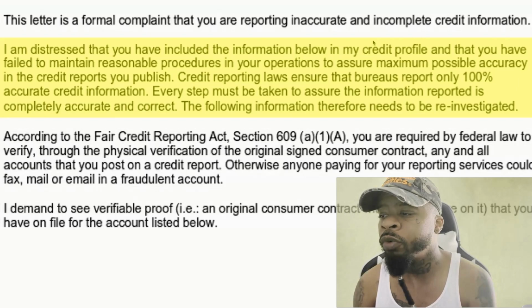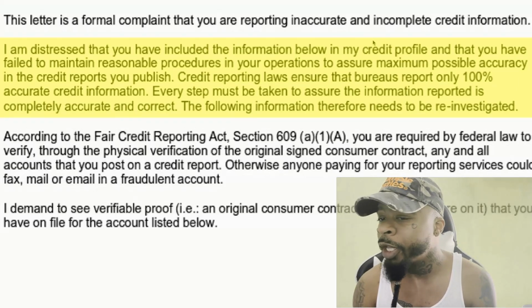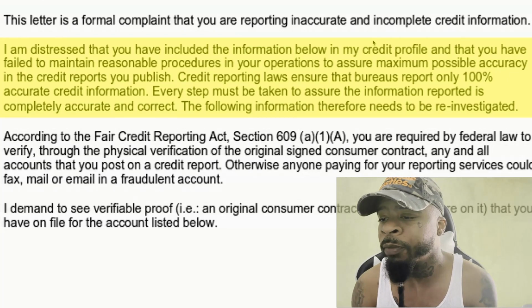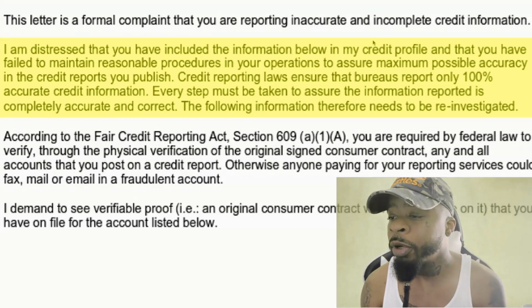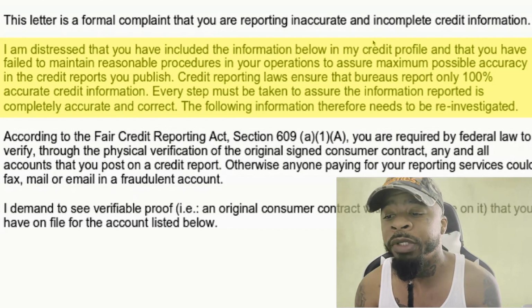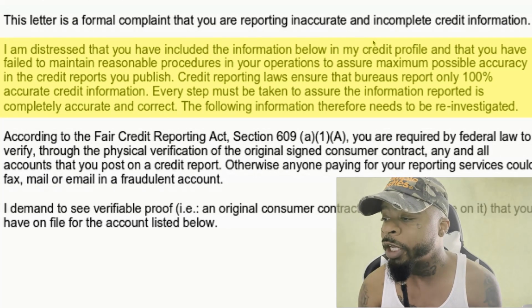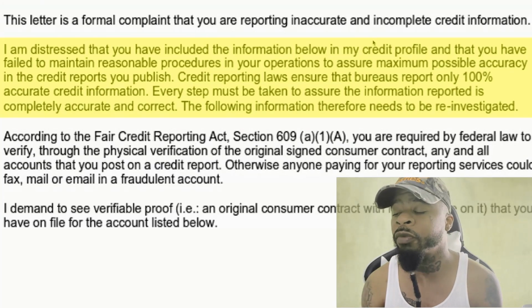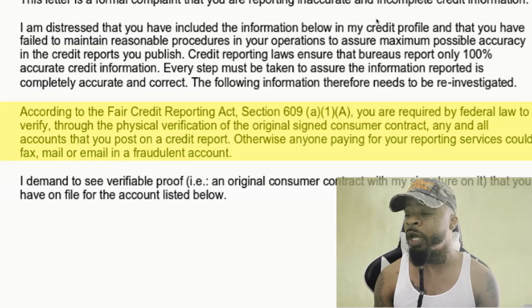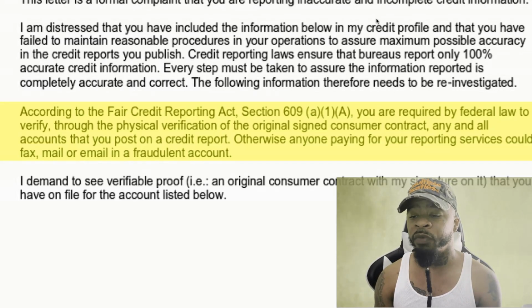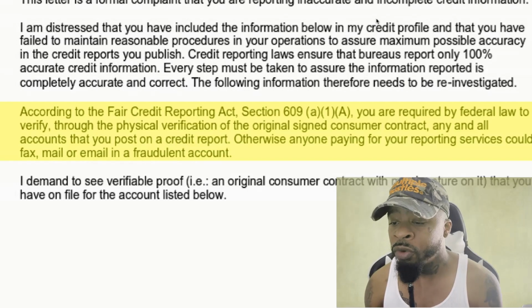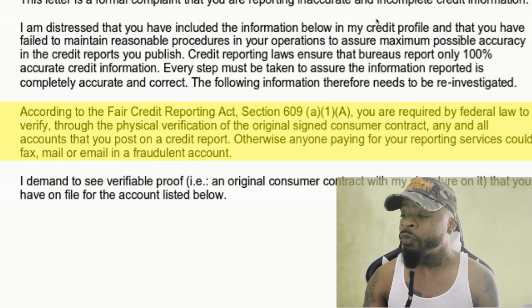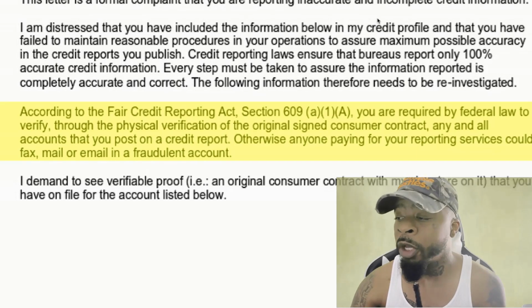I am distressed that you have included the information below in my credit profile and that you have failed to maintain reasonable procedures in your operation to assure maximum possible accuracy in the credit report you publish. Credit reporting law ensures that bureaus report only 100% accurate credit information. Every step must be taken to ensure the information reported is completely accurate and correct. The following information therefore needs to be reinvestigated. According to the Fair Credit Reporting Act, Section 609(a)(1), you are required by federal law to verify through the physical verification of the original signed consumer contract any and all accounts that you have posted on the credit report. Otherwise, anyone paying for your report service could fax, mail, or email in a fraudulent account.